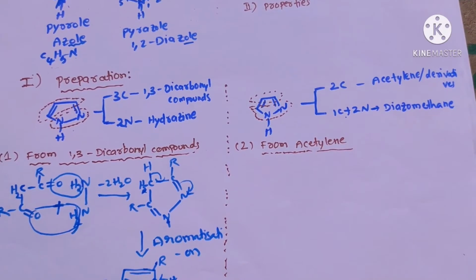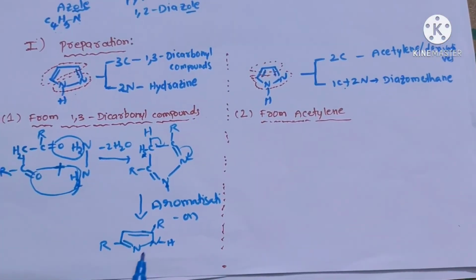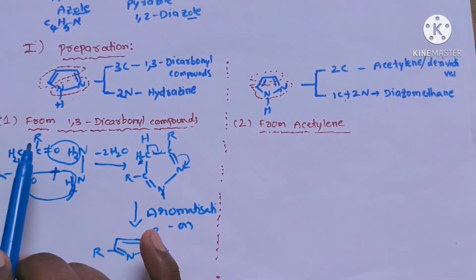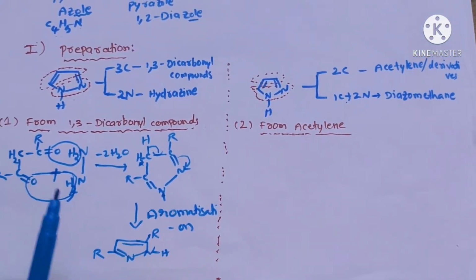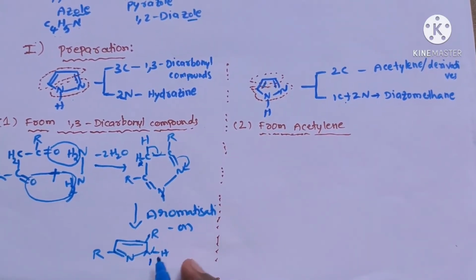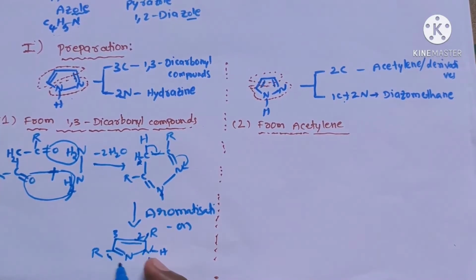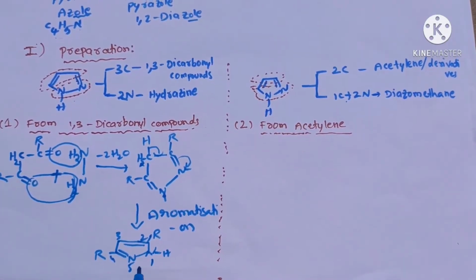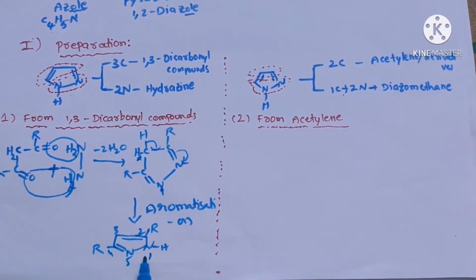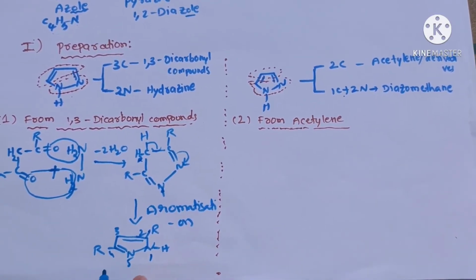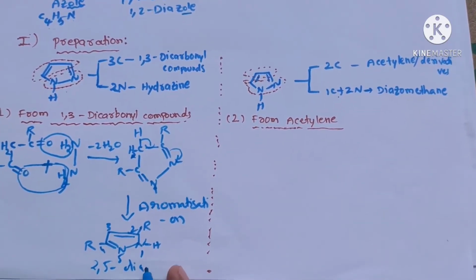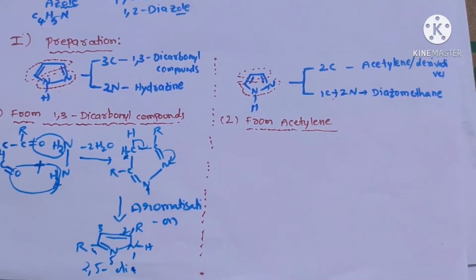This is pyrazole or a pyrazole derivative. In the place of R, if you write hydrogen, that becomes the pyrazole. Now it is 1, 2, 3, 4, 5. So this is a 3,5-dialkyl pyrazole.